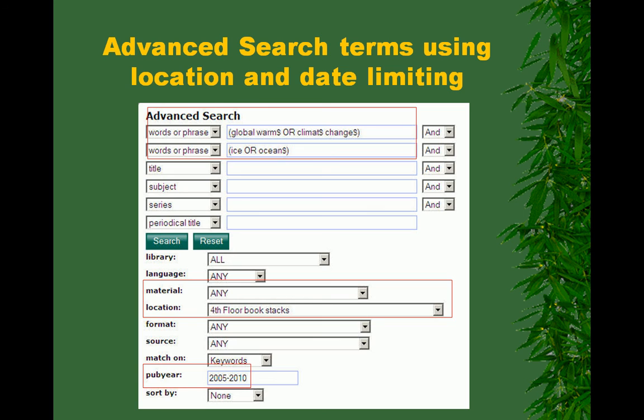And then if I'm interested in more current research from 2005 to 2010, I can simply put in my publication year as a limiter. These are examples of basic searching and advanced searching in the library catalog. Good luck, and I hope you enjoyed this week's lecture.